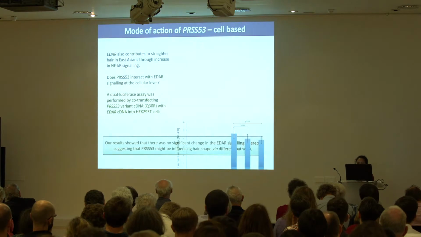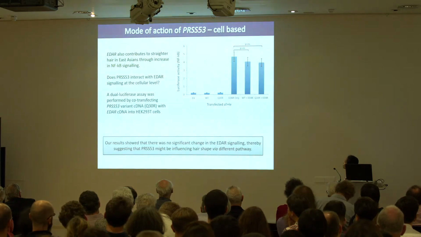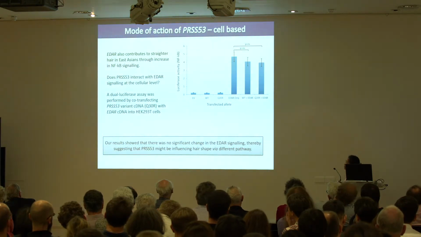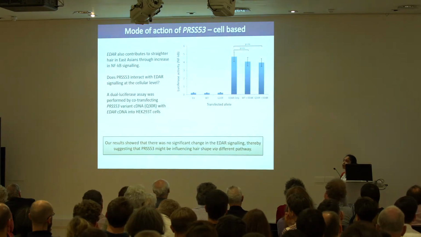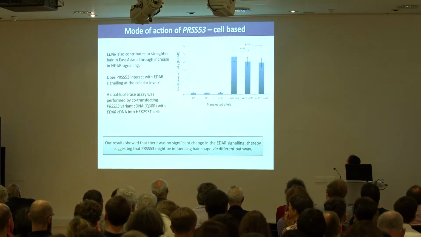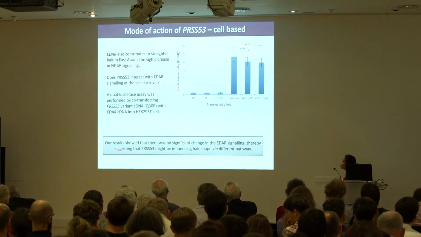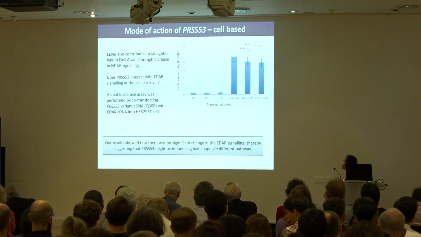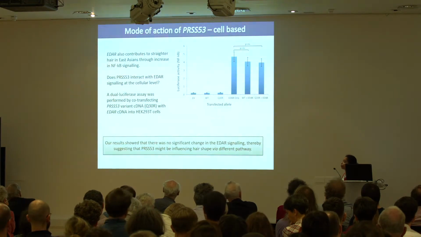What we found was, if you can see, this is the empty vector, the wild type, and the Q30R, and here is the EDAR, the wild type, and the PRSS53 ancestral, and the Q30R. Now, if we would sense an interaction of the PRSS53 with the EDAR signaling, then we would expect a very quite large increase in the signal, whereas we didn't find it significant. So we thought that PRSS53 might be influencing the hair shape via a different pathway, irrespective of the EDAR.